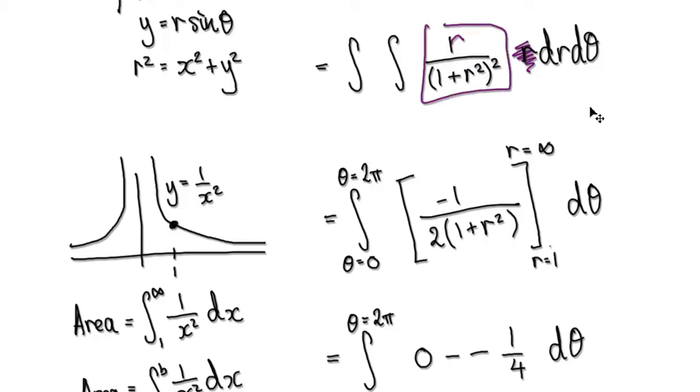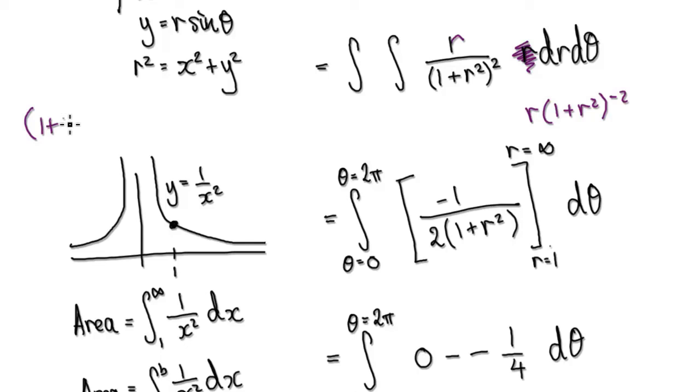Currently, looking at this, visualize it like this: 1 plus r squared to the power of -2, and then you've got this r. Notice that this thing is a derivative of this thing here. So if you're trying to integrate this, make it one notch higher than this. So make this your initial guess, with the power -1.